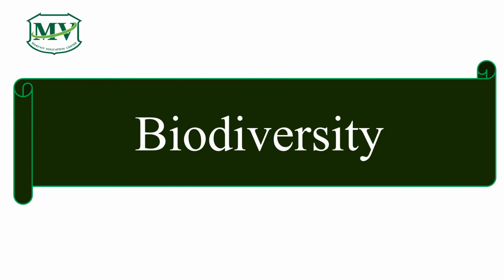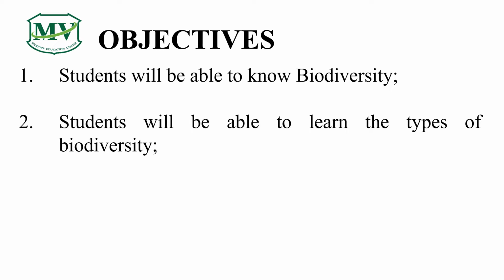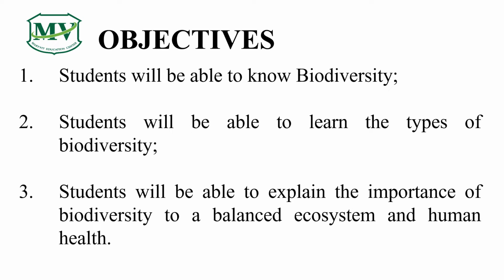Now, we will discuss the topics all about biodiversity. Here are our objectives for this lesson. First, students will be able to know about biodiversity. Second, students will be able to learn the types of biodiversity. And lastly, students will be able to explain the importance of biodiversity to a balanced ecosystem and human health.